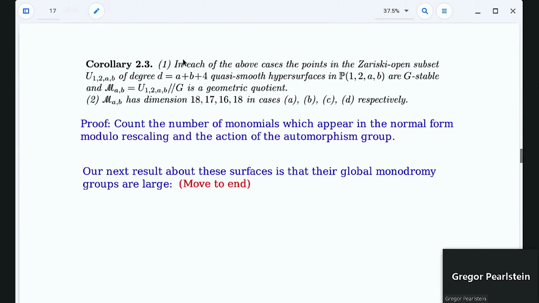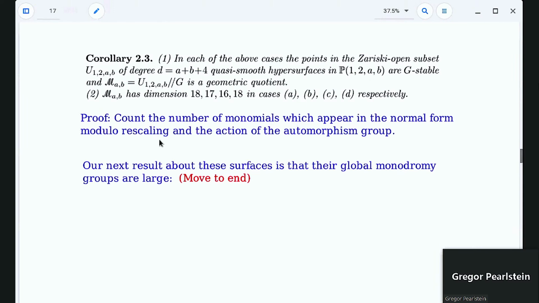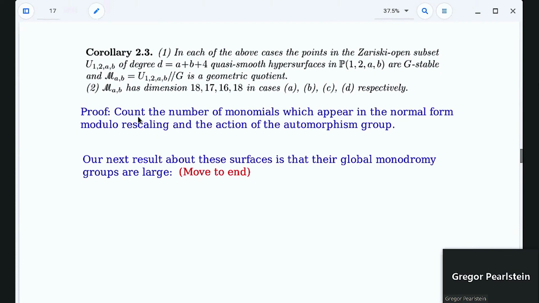Okay. So in each of the cases, the points in the Zariski open subset of this set of things in normal form are quasi-smooth hypersurfaces. They're G-stable, that's the geometric quotient, and it has dimensions 18, 17, 16, and 18, etc. The proof of that is you just count the number of monomials which appear, and you mod out by the automorphism group.